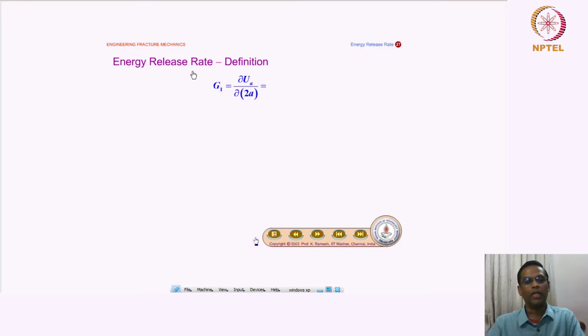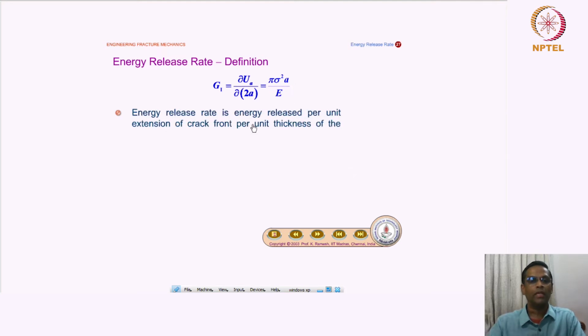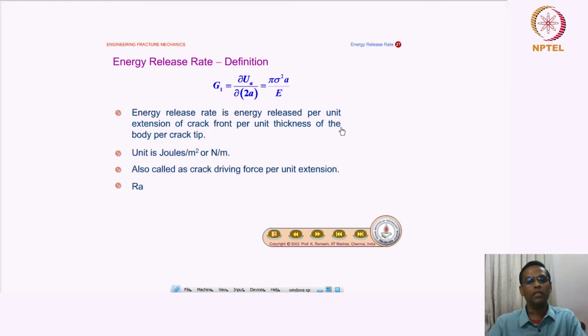So we can now give the definition of the energy release rate, which is G1, that means mode 1. It is the crack driving force for mode 1, which is equal to dou U by dou A, which can be written as pi sigma square A by E. Energy release rate is the energy released per unit extension of the crack front, per unit thickness of the body, per crack tip. So this is also a very important idea.